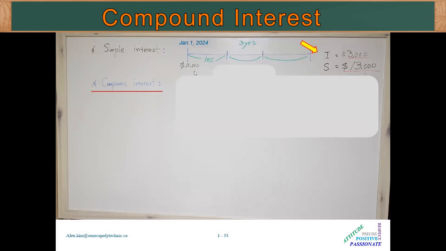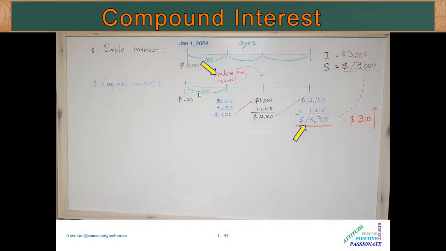Simple. I put principal 10,000 on January 1st and keep it 3 years. Then I expect 3,000 interest after 3 years, so maturity value is 13,000. Compound interest compared to simple means this. What if we invested 10,000 at the same interest rate and after 1 year, redeem, take it back, and then reinvest? So principal at this moment is 11,000, not 10,000. After 1 year, redeem and reinvest.